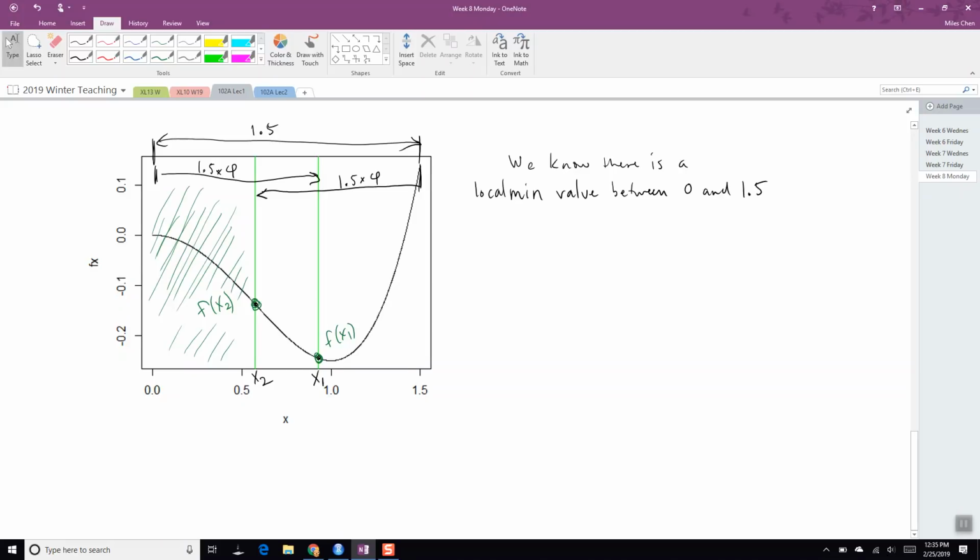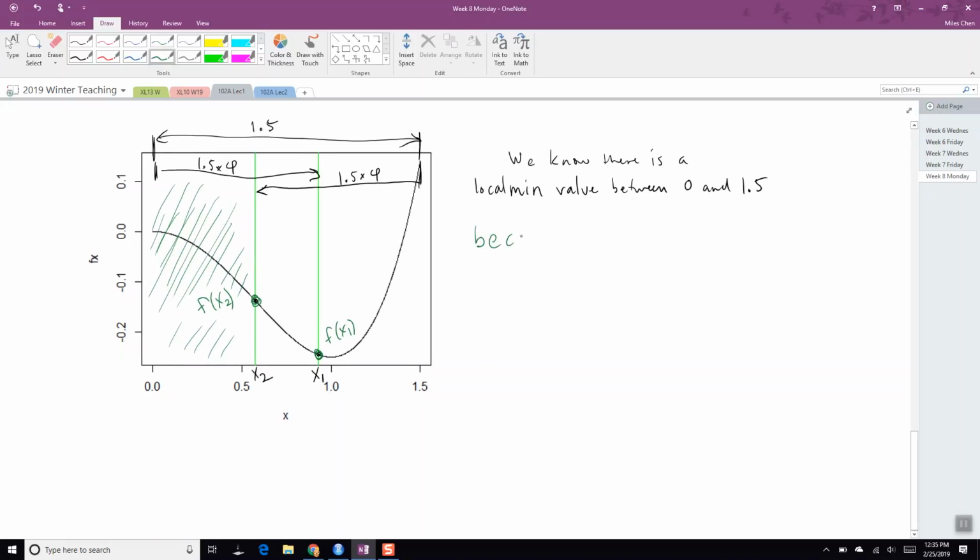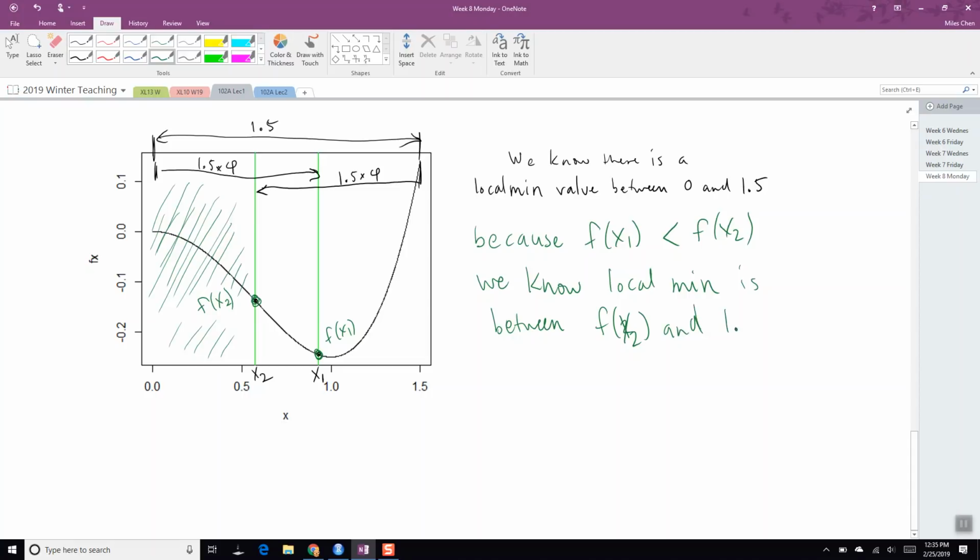So because f of x1 is less than f of x2, we know that the local min is between x2 and 1.5.